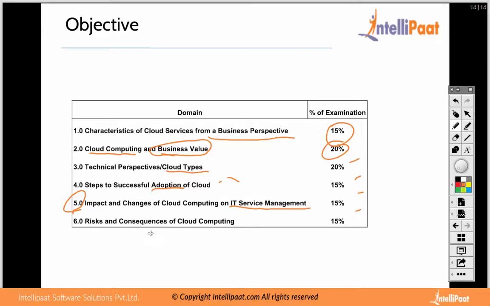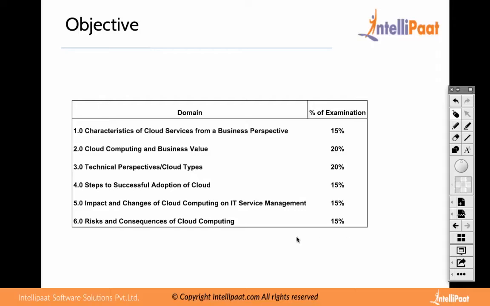Domain 6, risk and consequences of cloud computing. Any change which we make begets a risk. The key to success in that change is to ensure proper risk management and mitigation. Identification of those risks is part of that mitigation and management procedure. We will look into that in domain 6.0. Moving on to the next slide.